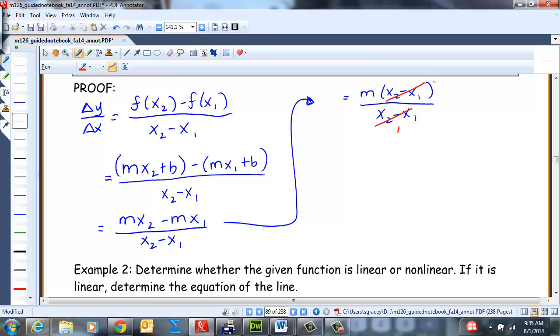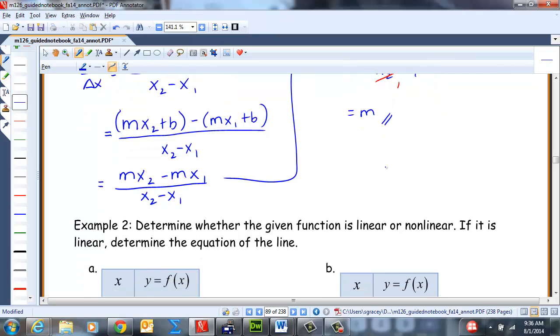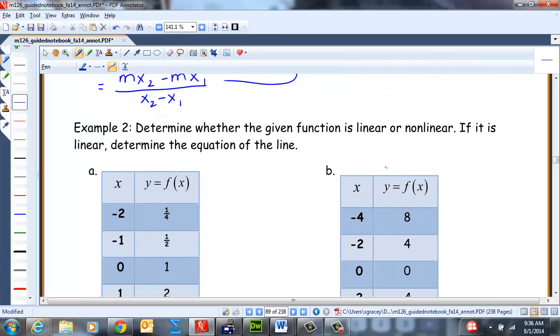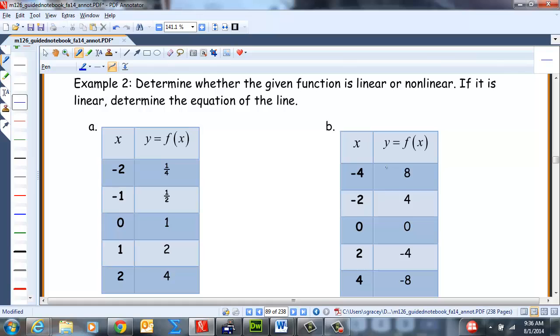And these are common factors, so you end up with m. So that is why the change in y over the change in x, which is the average rate of change, is equal to slope. So let's take a look at this example. Determine whether the given function is linear or nonlinear.